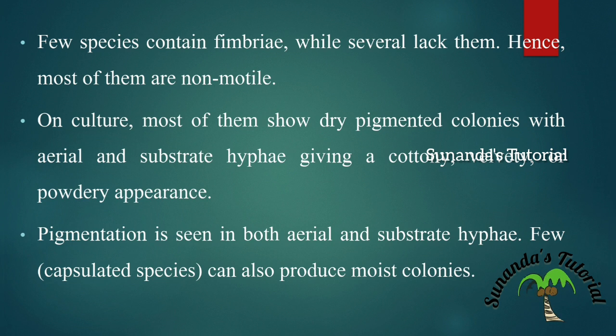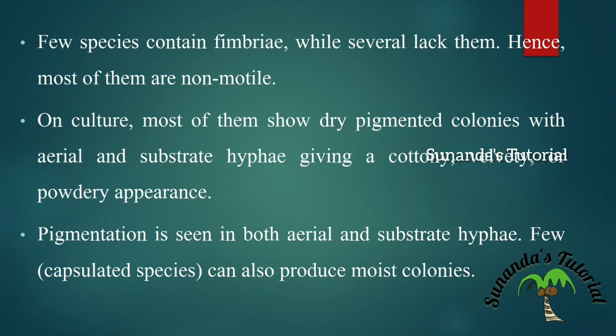Next, a few species contain fimbriae. What are fimbriae? These are hair-like projections on the surface of bacteria, and while several lack them, mostly Actinomycetes lack any kind of locomotory organs. So these are mostly non-motile in nature. When we culture them, most of them show dry pigmented colonies with aerial and substrate hyphae growing, giving a cottony or velvety or powdery appearance like fungus. Pigmentation is seen both in aerial and substrate hyphae.